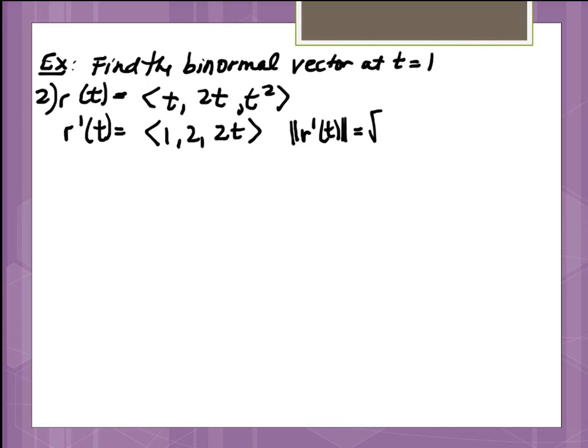So in general now I'm going to have the square root of 1 squared, which would be 1, plus 2 squared, which would be 4, plus 2t squared, which would be 4t squared. So this gives me a square root of 5 plus 4t squared.